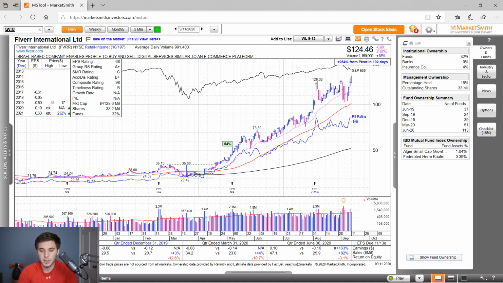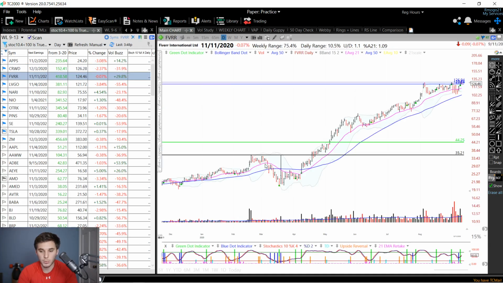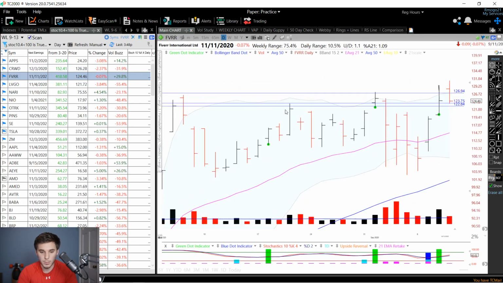And as for the RS line, you can see it's basing along with the price and is near new highs these past 2 days. And overall, the RS rating is a very strong 99. So as for the entry setup, this is a potential breakout, as I said. So I want to see it break above the 126.94 level, which is very close to the high of this point. And I want to see it on above average volume.